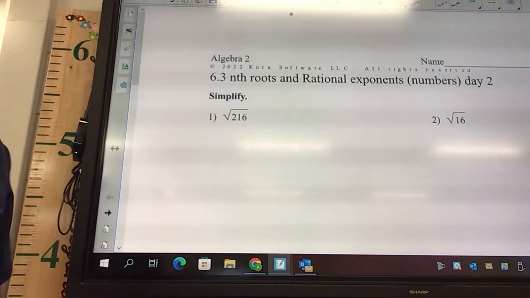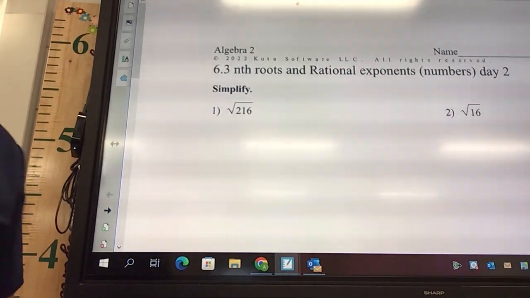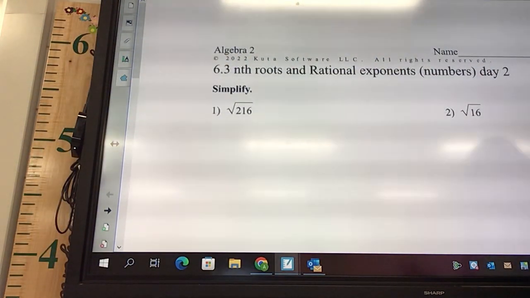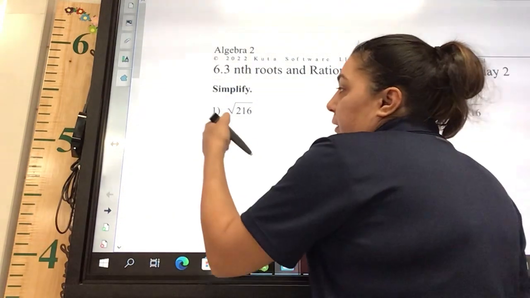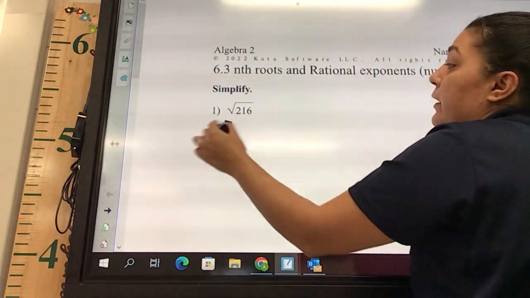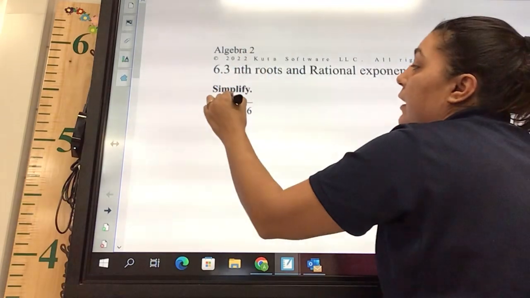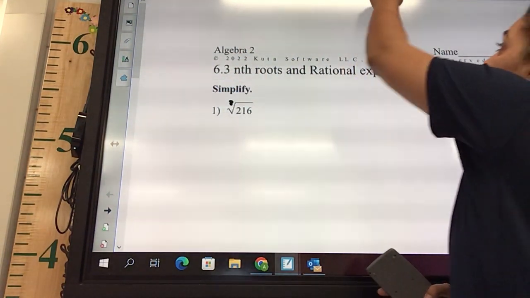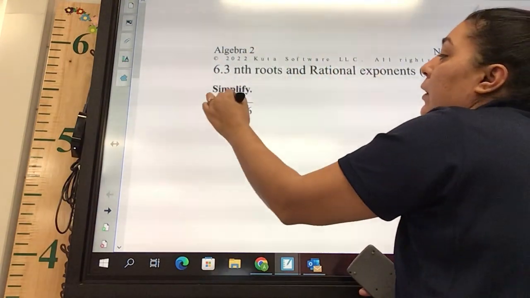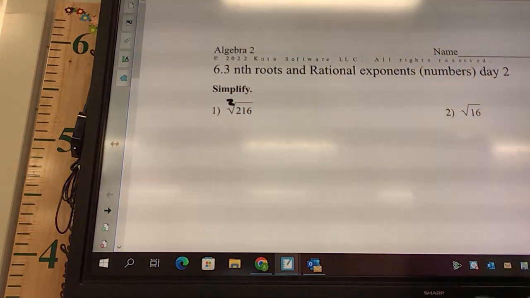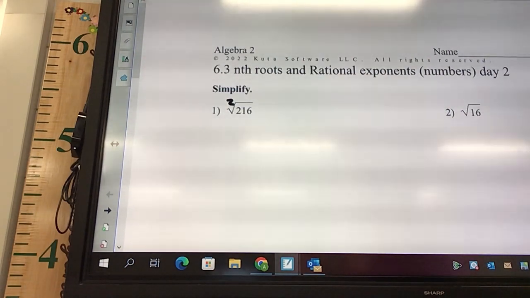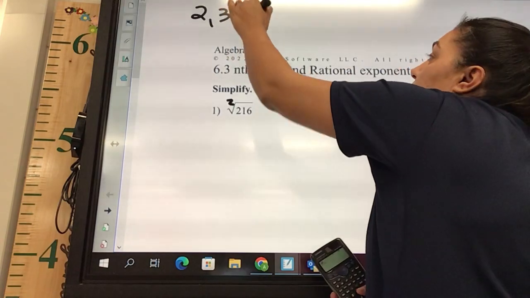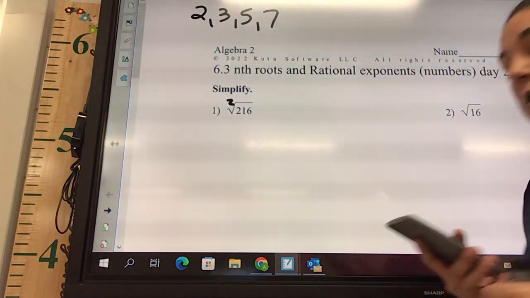Okay, so today we're going to continue with the radicals. The very first thing we need to look at is: what is the number on the outside? If there is none, what is it? Well, if there is none, it's a 2. You can't hardly see my 2, but it's there, a little baby 2 that looks like an exponent. So we're going to say 216, and our magic numbers are again 2, 3, 5, and 7. Those are the only ones we can match up.